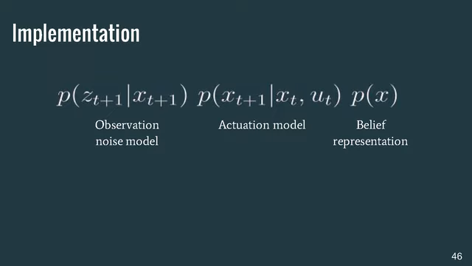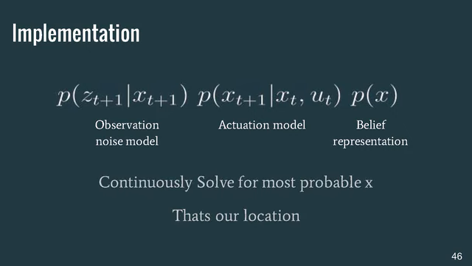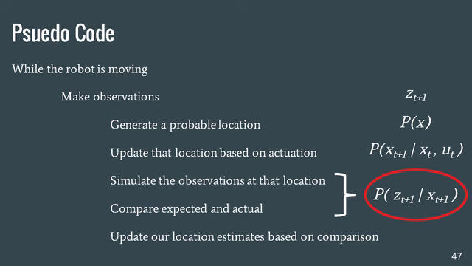So once we have the location, how are we going to move? As we said before, if you don't exactly know how fast you're moving, there's a probability you move to a bunch of different locations. And then finally, we have an observation model, which is the probability that you see some certain observation given you're in this newly simulated position. If we continuously solve for our most probable x, then that's our location. So that particle that is the most probable is the place that we guess we're going to be.